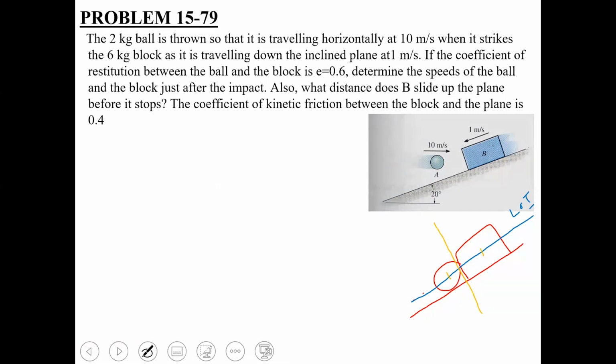Particle A was traveling with a speed of 10 meters per second at an angle of 20 degrees with respect to the line of impact, whereas particle B was traveling with a speed of 1 meter per second along the line of impact. So first of all, is it a case of central impact or oblique impact? Oblique impact. Why is it oblique impact? Because although particle B was traveling along the line of impact, particle A was traveling at an angle of 20 degrees with respect to the line of impact.